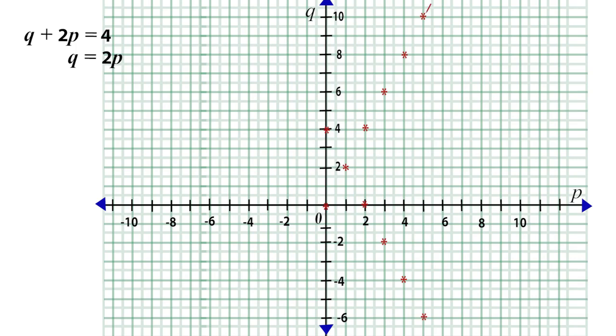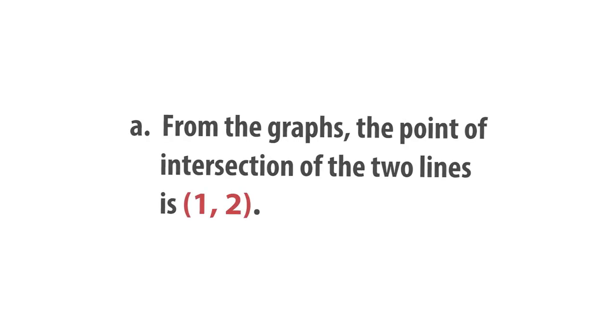And as you can see, the two lines meet at p is equal to 1 and q is equal to 2. Therefore, our solution is 1, 2. Great. Shall we take the final example on this type of simultaneous equations using graphs?